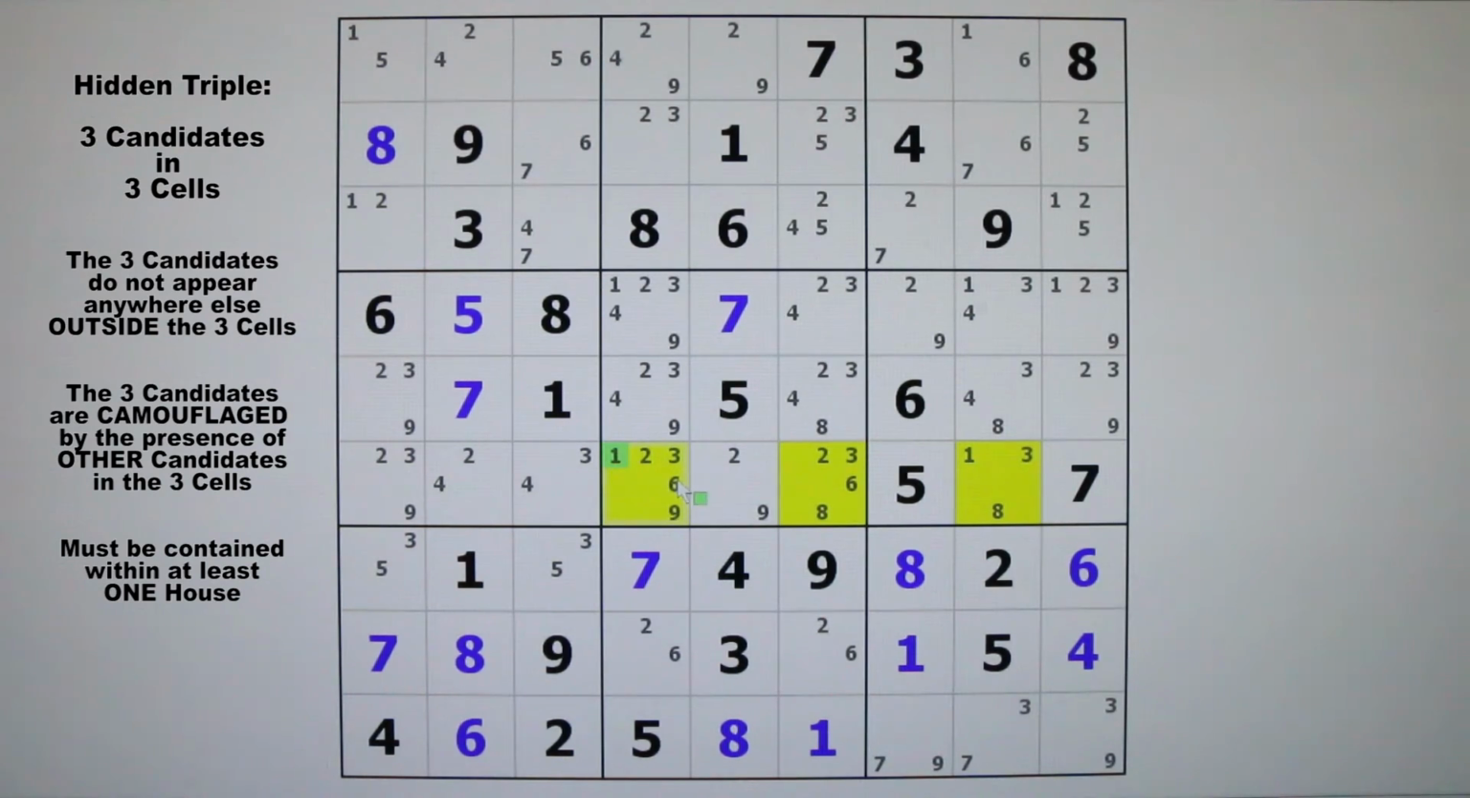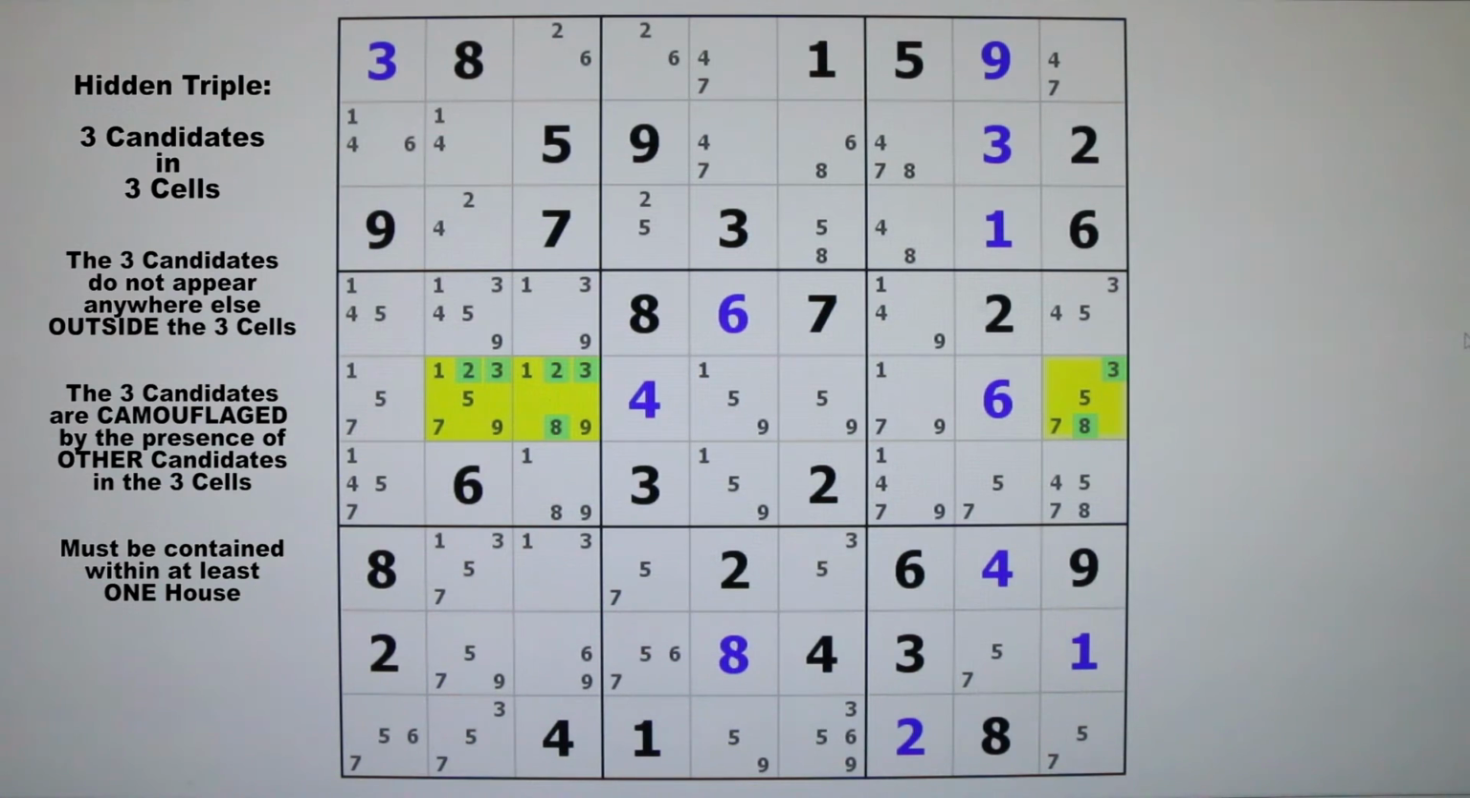We have 1, 6, 6, 8, and 1, 8. So that allows us to eliminate the 2, the 3, and the 9, the 2, and the 3, and the 3. Okay, next one, in row 5, we have a triple of 8, 3, and 2. And they do not lie anywhere else outside those yellow cells, so we can eliminate all these other candidates from those 3 cells, leaving the 2, the 3, and the 8.